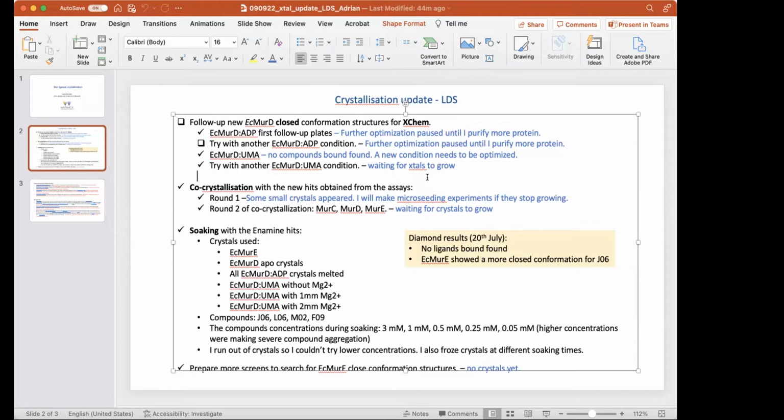So I have paused a little bit on that until I get the protein, but yeah. And I'm also doing some other things. Okay. Did you see any difference in terms of the compound concentrations?